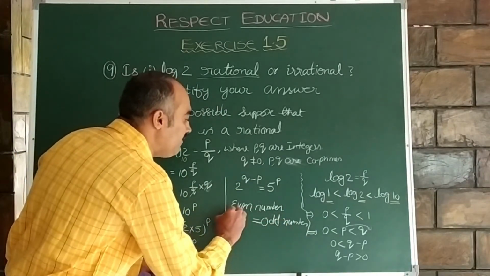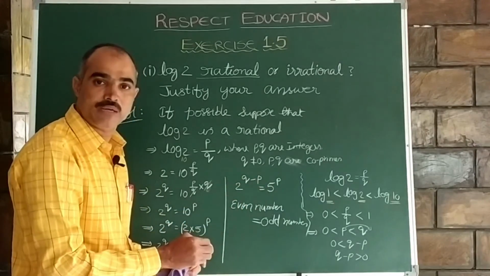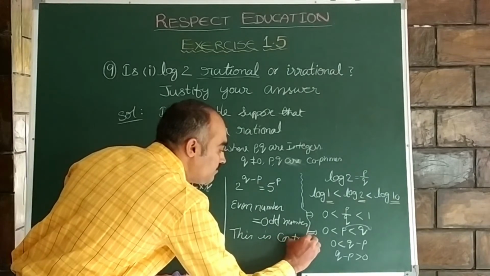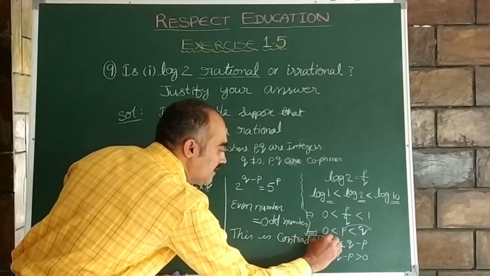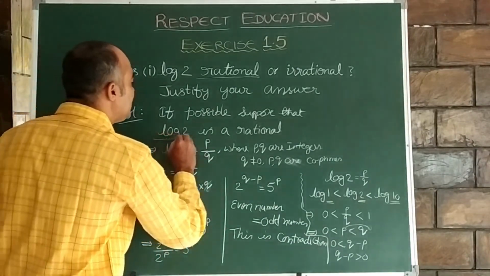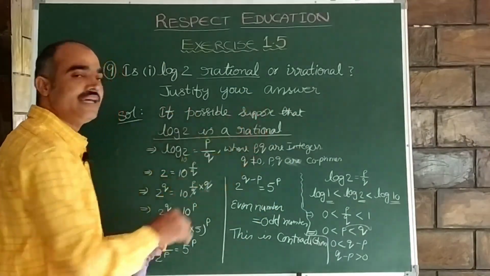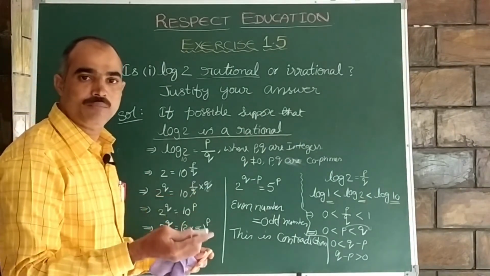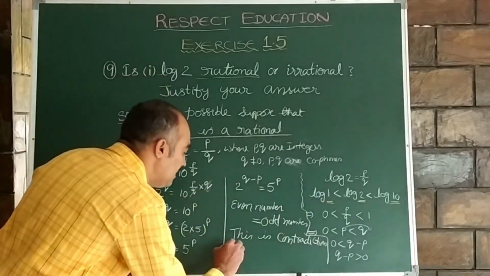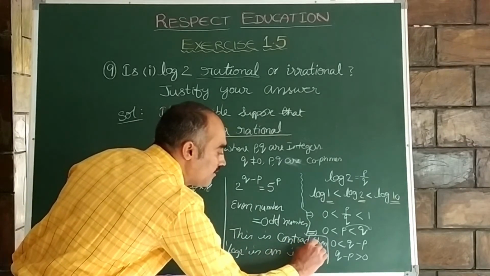So here we got even number is equal to odd number. This is absolutely wrong, children. How can an even number become an odd number? So this is a contradiction. Contradiction means our supposition is wrong. What is our supposition? We took that log 2 is rational, and that is wrong. Therefore log 2 is not a rational number. If it is not a rational number, which kind of number is it? Log 2 is an irrational number. Clear? This is the conclusion: log 2 is an irrational number.